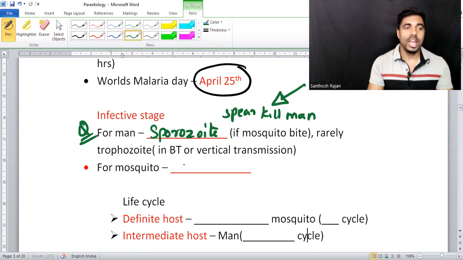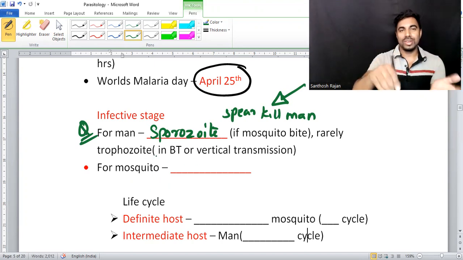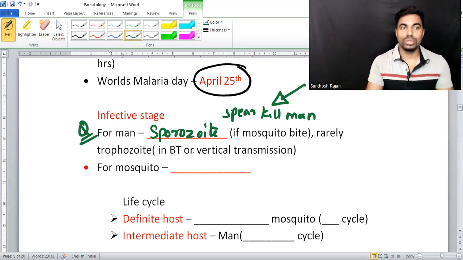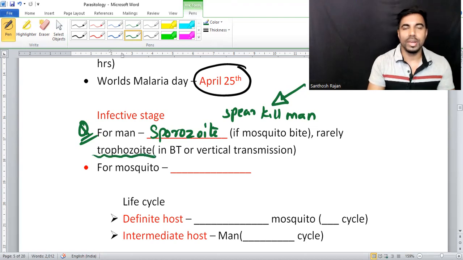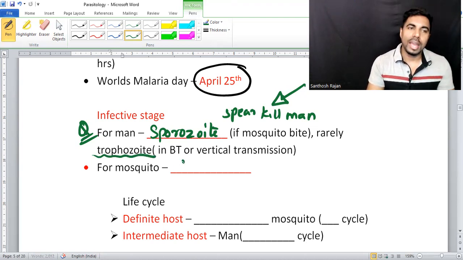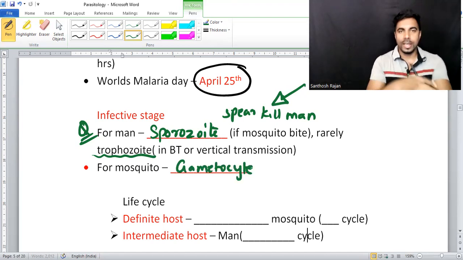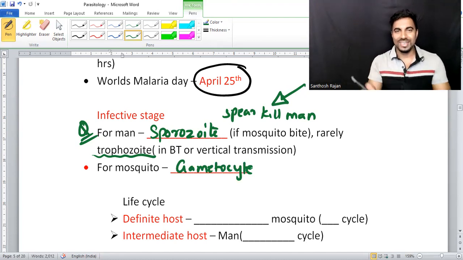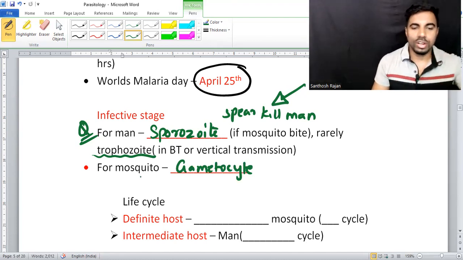Rarely it's trophozoite. Trophozoite, of course, is in the patient's blood. During blood transfusion or mother to child transmission, the trophozoite can go. That's another possibility that has been asked in some exams. But ideally just sporozoite. For mosquito, the infective stage is gametocyte. When the mosquito bites us, it gives us sporozoites and takes gametocytes.